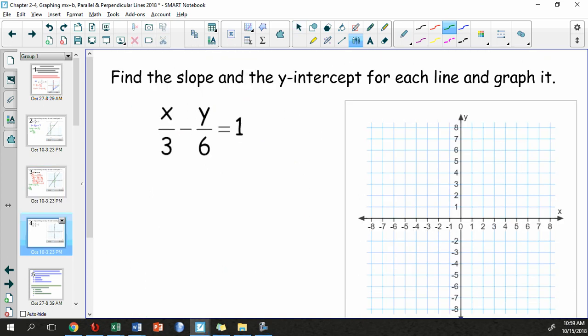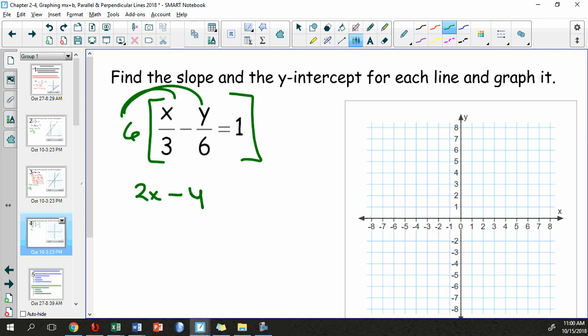Okay, how do I do this problem? What is my common denominator? 6. So what am I going to multiply by? Multiply the whole thing by 6. So what is this going to give me? 6 divided by 3 is 2x, minus 6 divided by 6 is 1y, equals, please be certain that it equals 6. So from there, now what do I do?